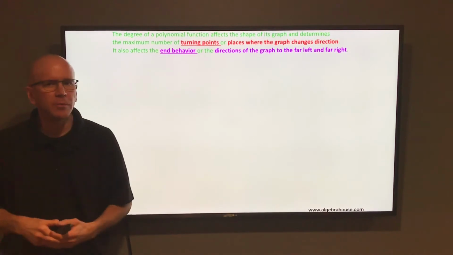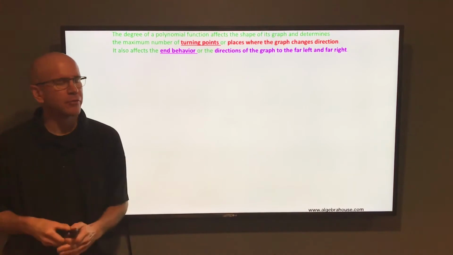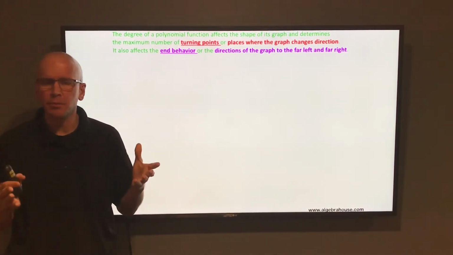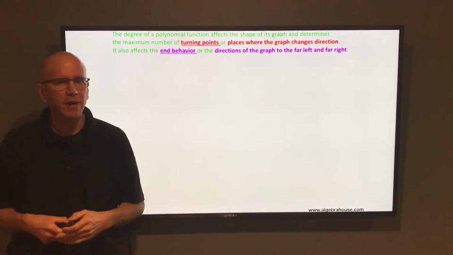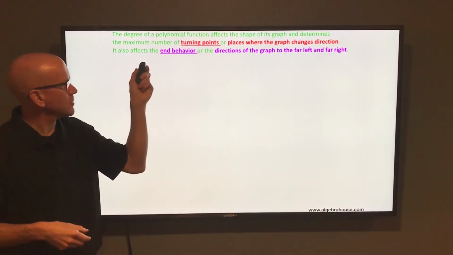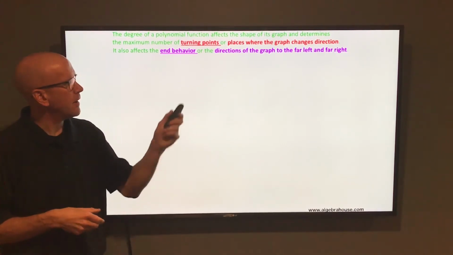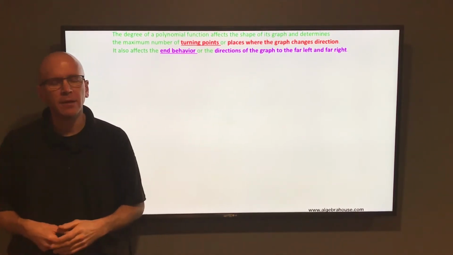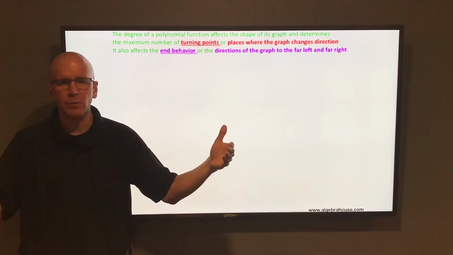The degree of a polynomial function affects the shape of its graph and determines the maximum number of turning points, or places where the graph changes direction. So turning points are places where the graph changes direction, but they are affected by the degree of that polynomial function, or the highest exponent on that polynomial function. It also affects the end behavior. That is directions of the graph to the far left and the far right. So end behavior, what's happening on the left side, what's happening on the right side of the graph.